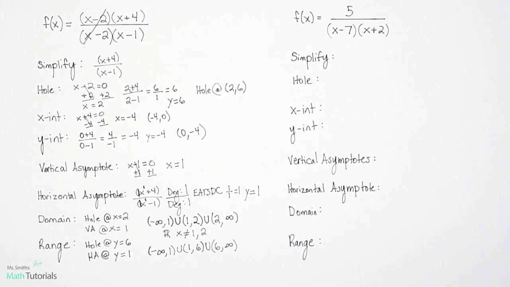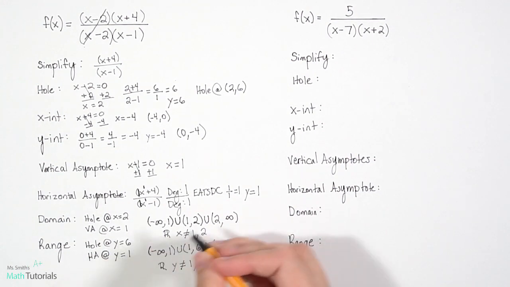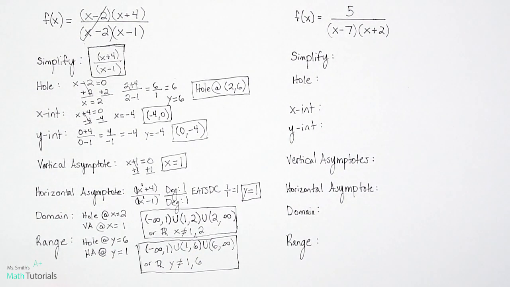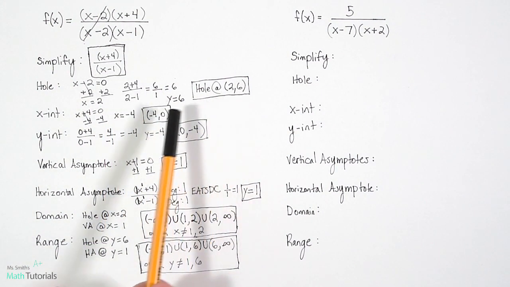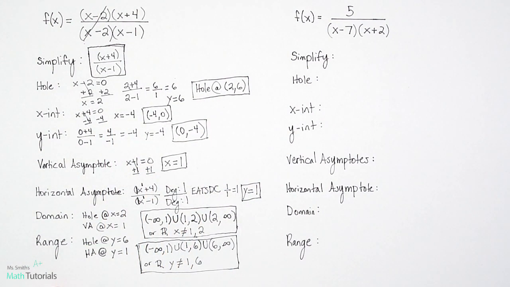Now the informal way to write our range would just be to say it's all real numbers, but y cannot equal 1 or 6. You'll notice I went back and boxed each of the answers. I realized looking back at it that it was a little hard to see what the actual answers were through all the work. I'll do that moving forward as I find the answer to each one. I'll make sure to box it.